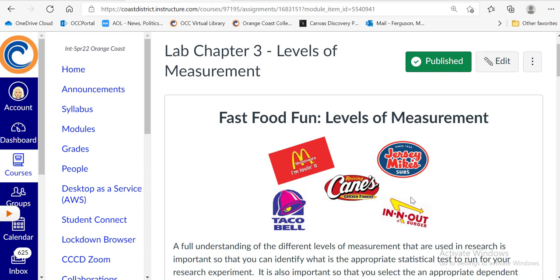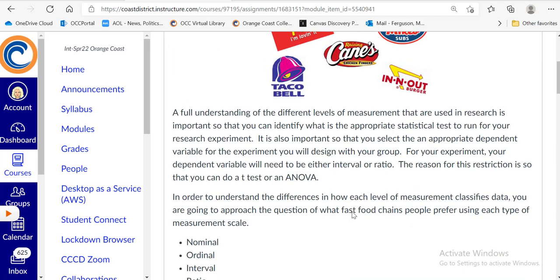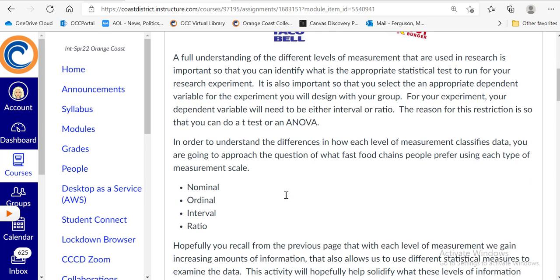Now, if you didn't go through that material, you need to go through that material before you do this lab. You need to understand what those different levels of measurement are and how each different level of measurement, going from nominal all the way through ratio, adds little bits of information. This lab is designed to help you see the increasing amounts of information as well as identify what those different levels of measurement are. So go ahead and read through all of this information.